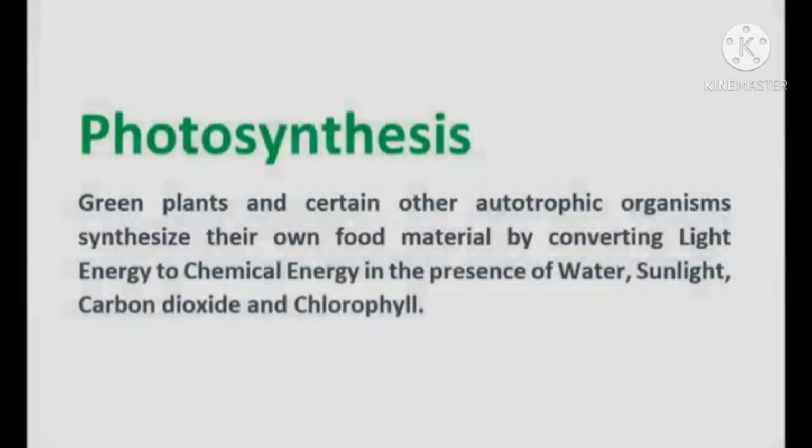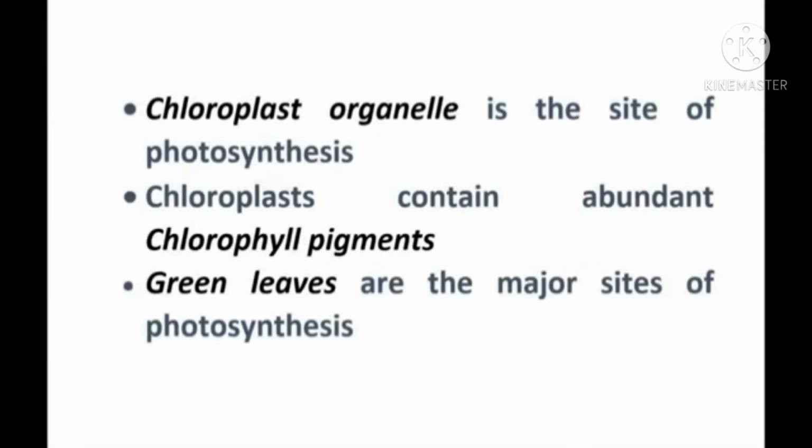Photosynthesis is the process by which green plants and certain other autotrophic organisms manufacture their own food material in the form of carbohydrates from carbon dioxide and water in the presence of chlorophyll and sunlight through a complex series of reactions within the organism. In other words, it is a process of converting light energy to chemical energy. Photosynthesis takes place inside cellular organelles called chloroplasts, which contain abundant photosynthetic pigments called chlorophyll.